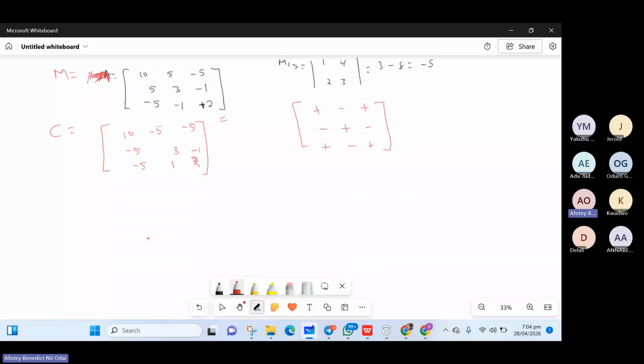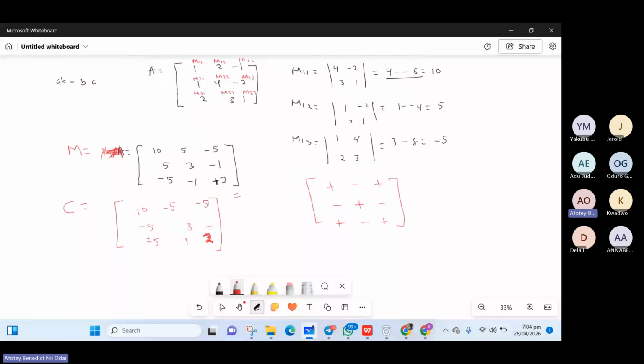Now, let's look at what the adjoint is. Hello, Ben. Yeah, hello. I don't get the difference between the minors and the cofactors.